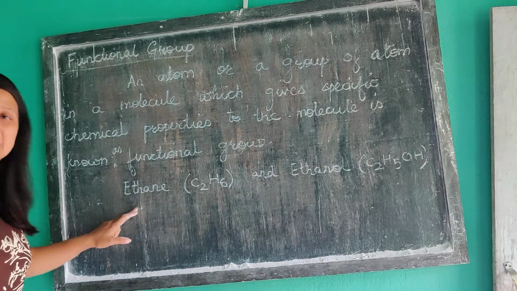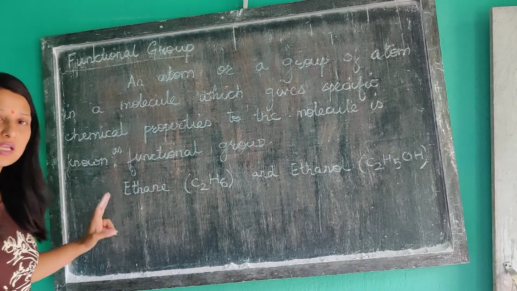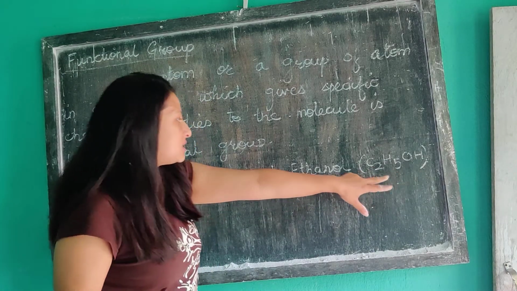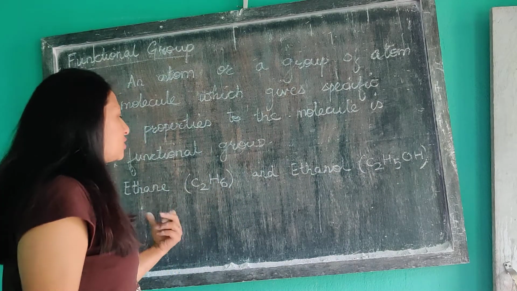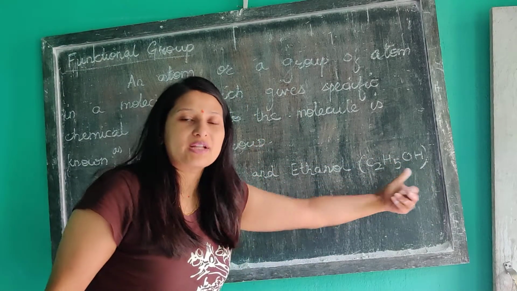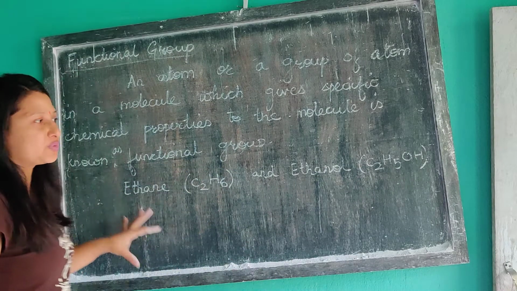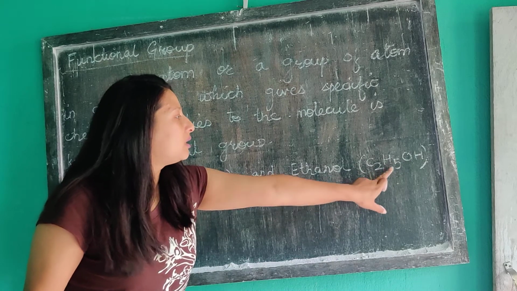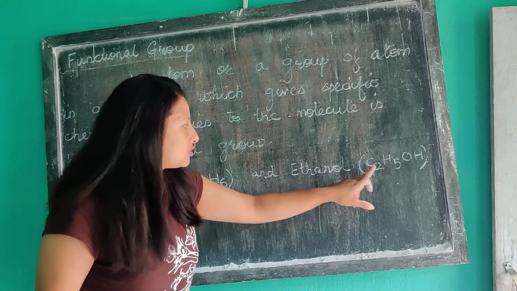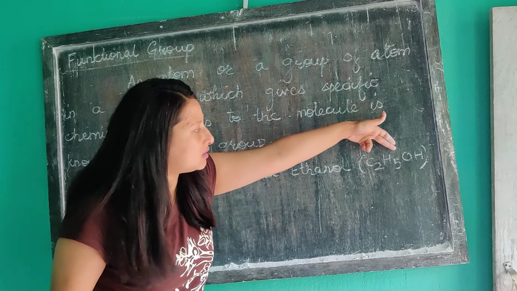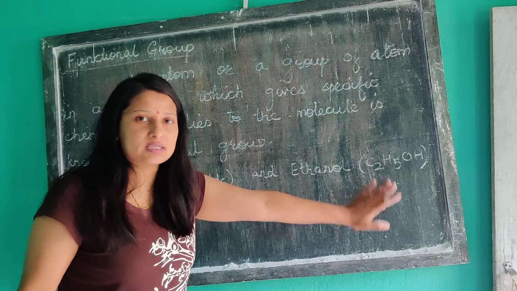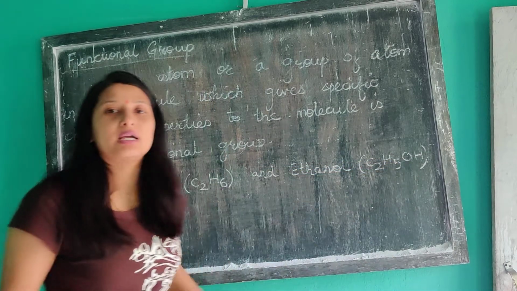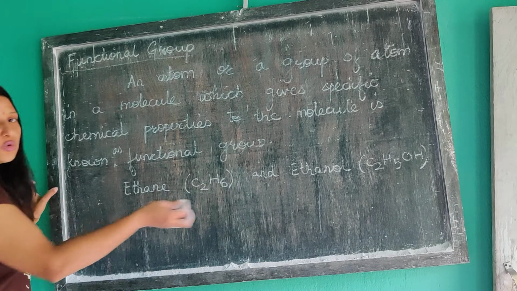Ethanol is formed from ethane. How is ethanol formed from ethane? Here there are 6 hydrogen atoms, but here there are only 5 hydrogen atoms. That means one hydrogen atom of ethane is being replaced by OH group. OH means hydroxyl group. So see here, not only carbon and hydrogen, but here oxygen is also present. As I told you earlier, carbon can form bond with other elements such as oxygen, nitrogen, etc. So in this way, one hydrogen atom is being replaced by hydroxyl group, and ethanol is formed.